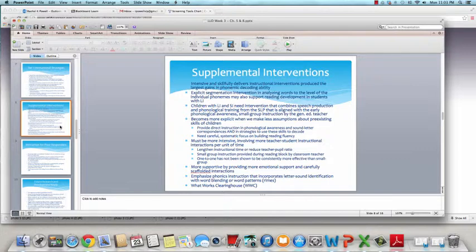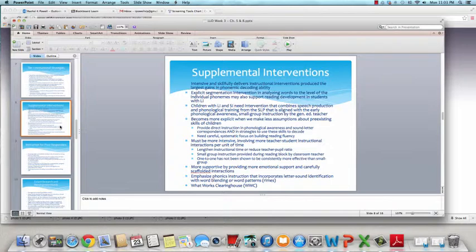So instruction becomes more explicit when we make fewer assumptions about pre-existing skills of children. You can't assume they know anything. You have to teach them everything directly, including phonological awareness and sound letter correspondence and strategies to use these skills to decode. So how do they apply the knowledge they've learned to use it to decode? They don't just automatically carry over that. Once you see a word that you don't know, you sound it out. They need to be taught that.